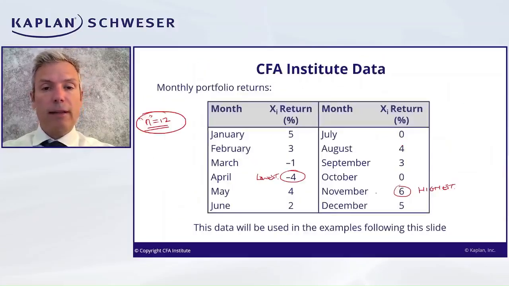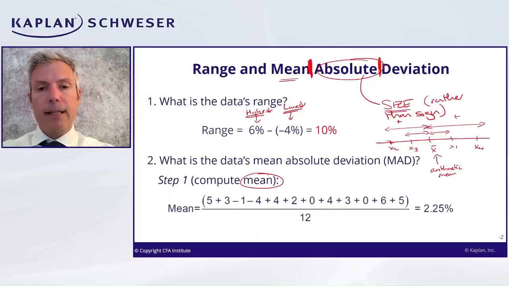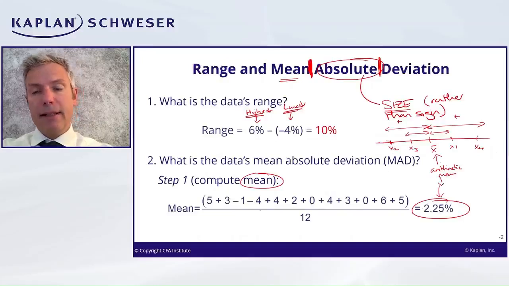You can just add those numbers up and divide by 12. Okay, so that comes out at 2.25. All right, so that's the mean of the data. The arithmetic mean sitting in the middle, sitting in the center of the data there.